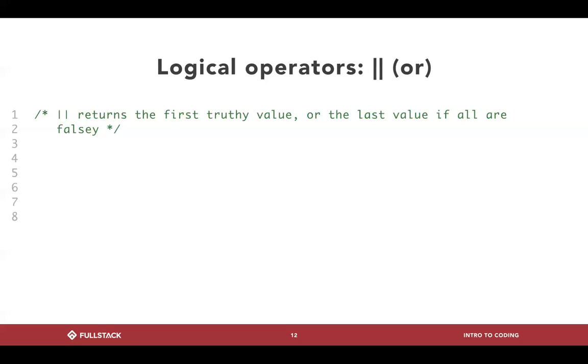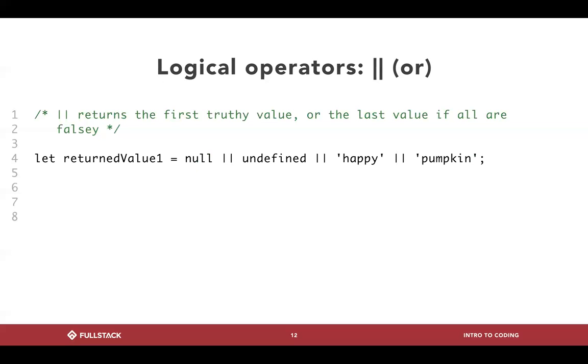The other thing that you can do, like the and operator, is return a value, determine a value from a list of or operators, and it will either return the first truthy value or the last falsy value. So either the first value that coerces to true, or the last value that coerces to false. So here we have, again, returned value 1.